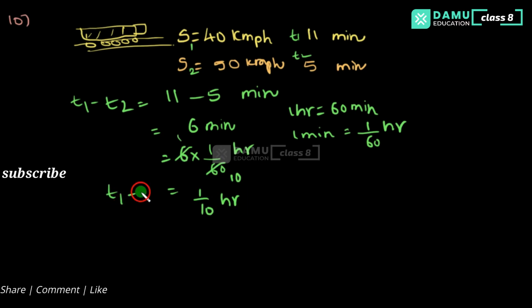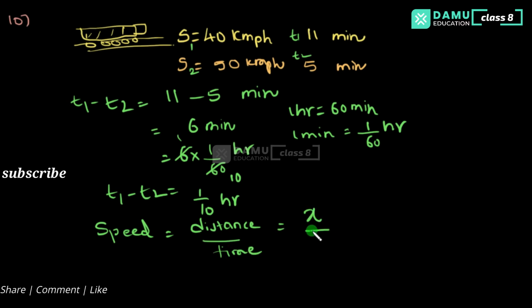So T1 minus T2 is 1 by 10 hours. Now what are T1 and T2? We should know the formula of speed: speed will be equal to distance by time. The distance we have to find, let's take x, time let's take t, and speed let's take s. So from this formula, time will be equal to x by s, that is t equals x by s.